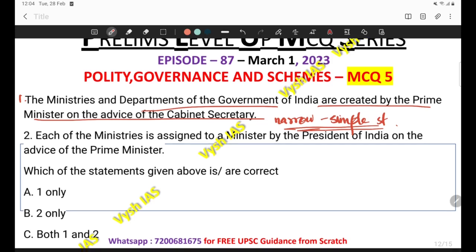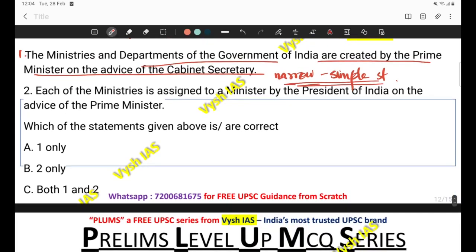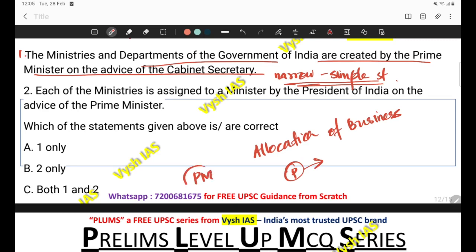The ministries and departments of the Government of India are created by the Prime Minister. No, actually they are created by the President, according to the Allocation of Business Rules. There are two rules which give the President the power to allocate the functions of government. Under that rule, the President creates these ministries and departments, and under whose advice? Under the supervision of the Prime Minister. The Prime Minister gives advice to the President, and the President is the one who creates these ministries and departments. So this is a wrong statement.